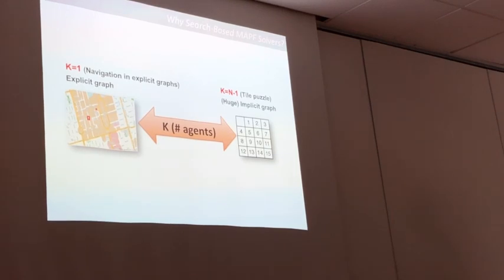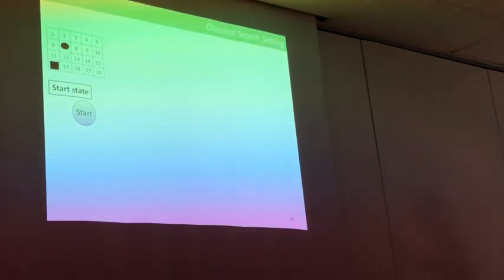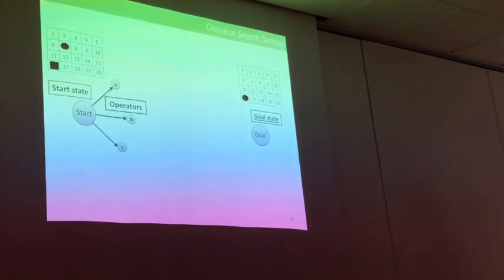I know all of you know search algorithms very well. But just as a reminder, we're talking about the classical search setting. So you have a start state. This is the example of a single agent search. You have a goal state. And how do you move between states? You have some operators. So what are the operators in single agent pathfinding? Move. If you have only 1 agent, there is no point in waiting.